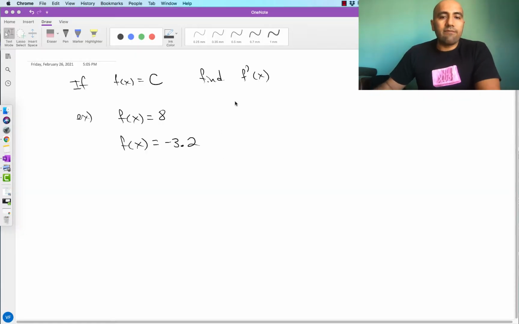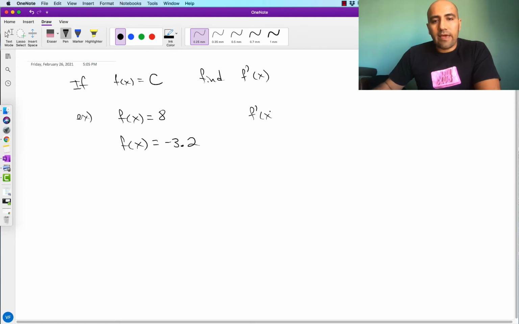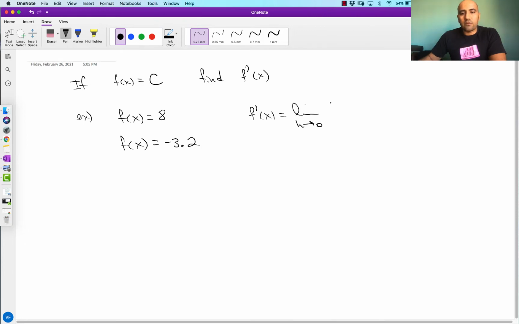Let's look at the formal definition of a limit. For example, if we have f prime of x equals the limit as h goes to 0 of f of x plus h minus f of x, all over h, right? Here's our formal definition of the derivative. So let's apply this to this function.